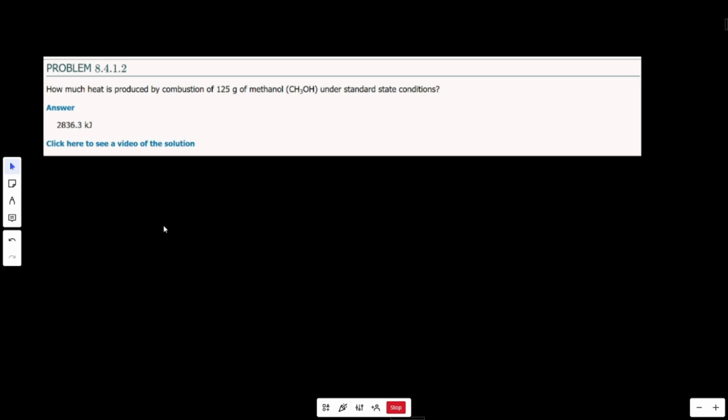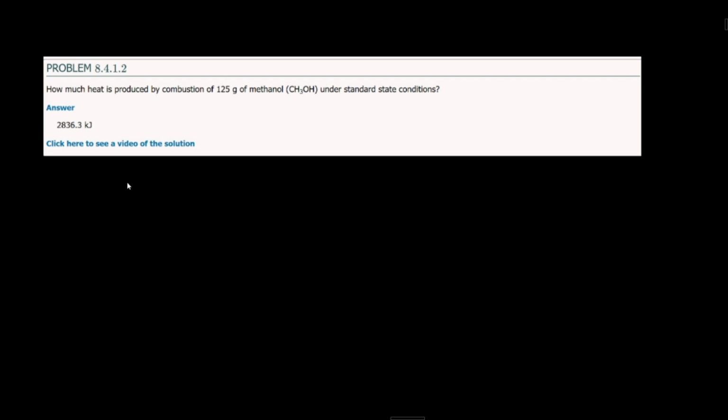So here we have more stoichiometry involved, and if we recall, stoichiometry is essentially identifying the amount of substances involved during a reaction. Now, I left the answer here so that you can be guided to see if you can solve it before I do. The question asks how much heat is produced by combustion of 125 grams of methanol under standard state conditions. How much heat is produced, that's essentially enthalpy, right? And methanol is CH3OH, and we're going to combust it.